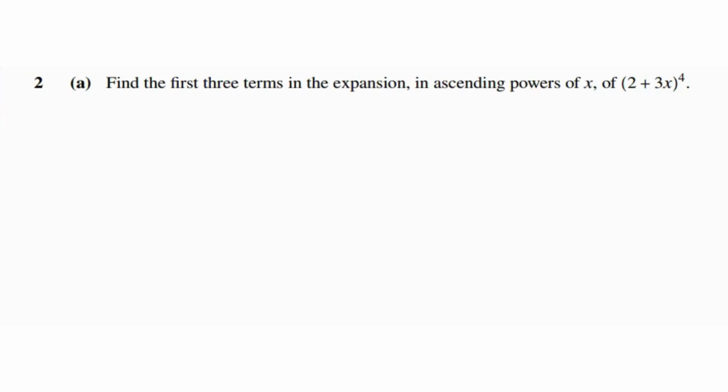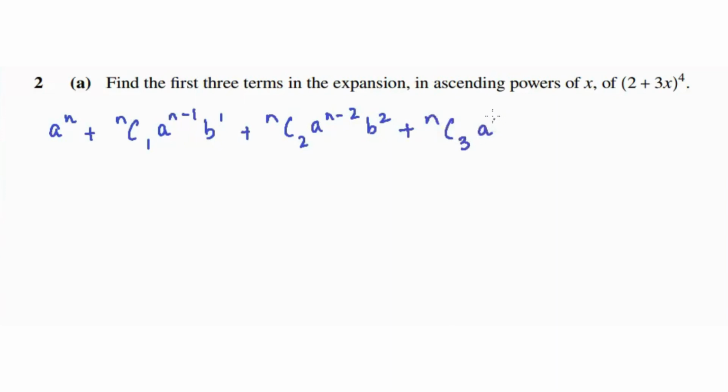The binomial expansion question is asking us to find the first three terms in the expansion, in descending powers of x, of (2 + 3x)^4. So first we need to write down the formula for the binomial expansion, which is a^n + nC1 times a^(n-1) times b^1 + nC2 times a^(n-2) times b^2 + nC3 times a^(n-3) times b^3, and so on.